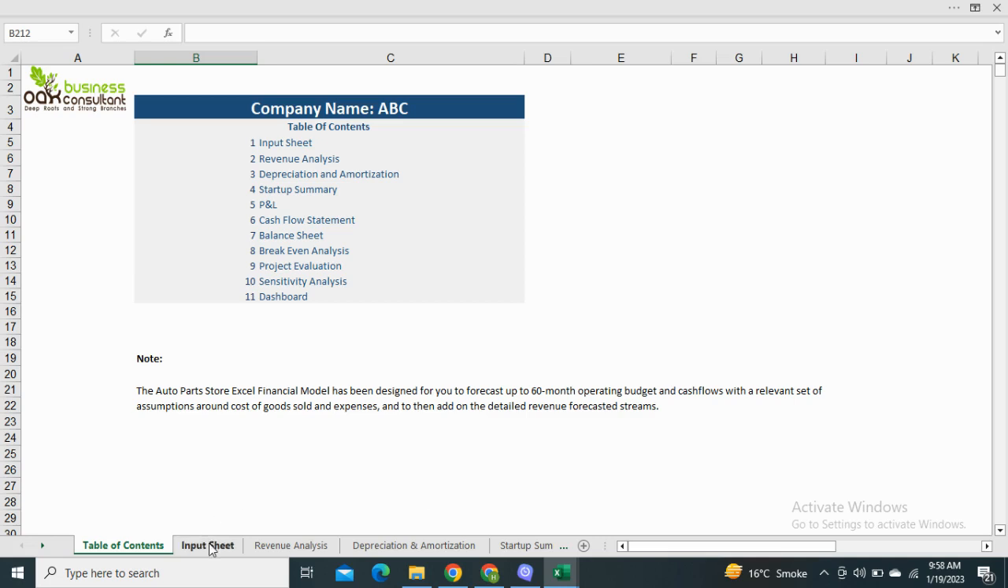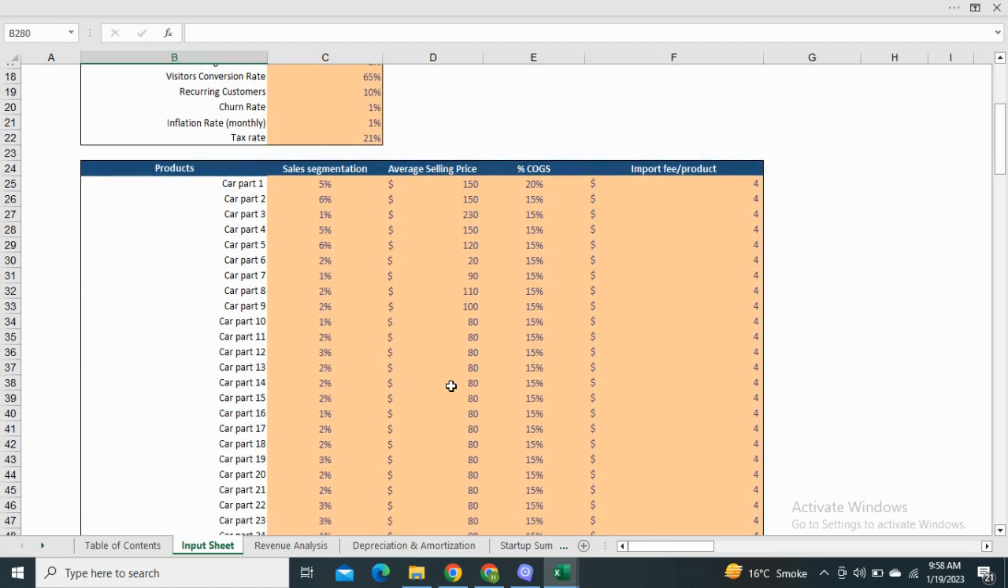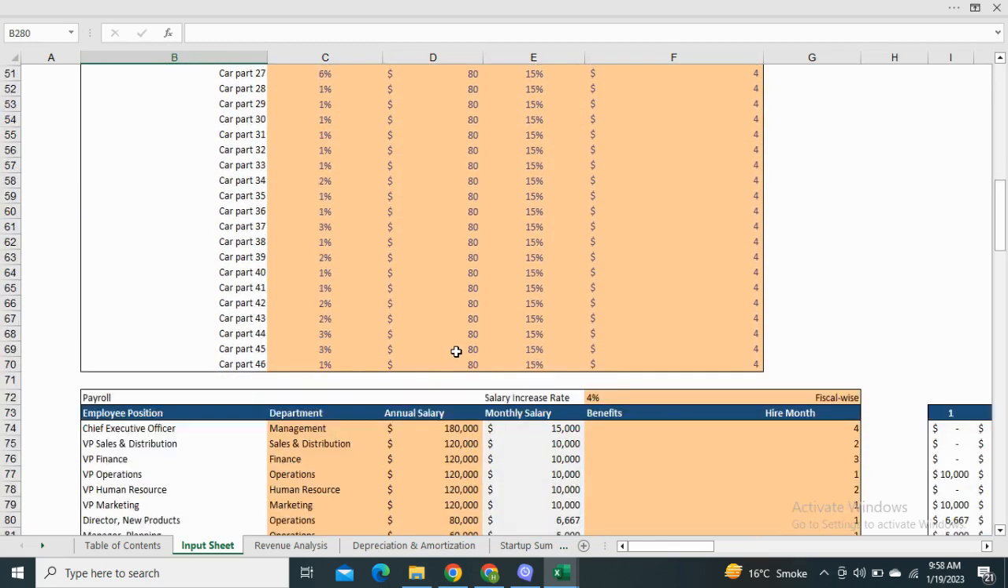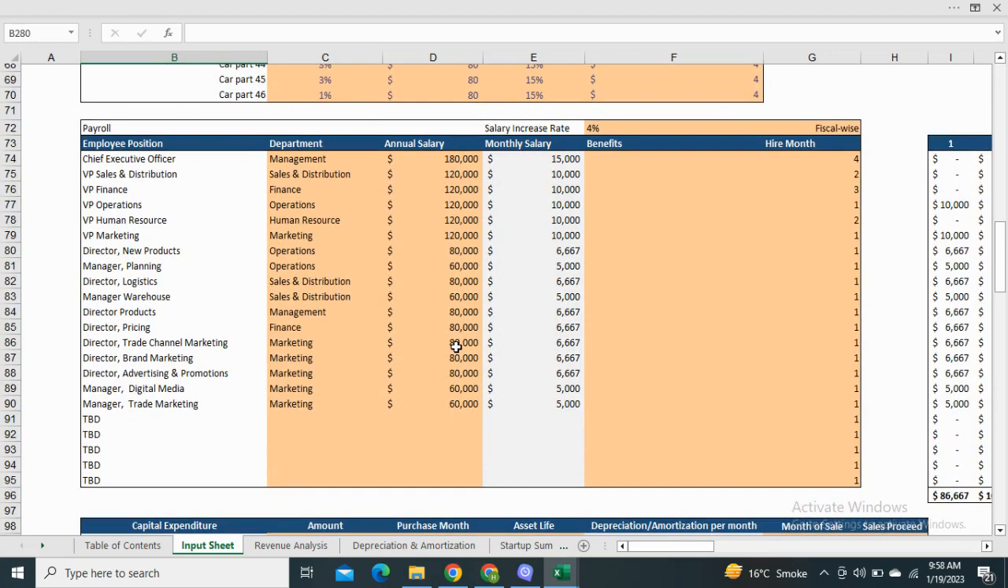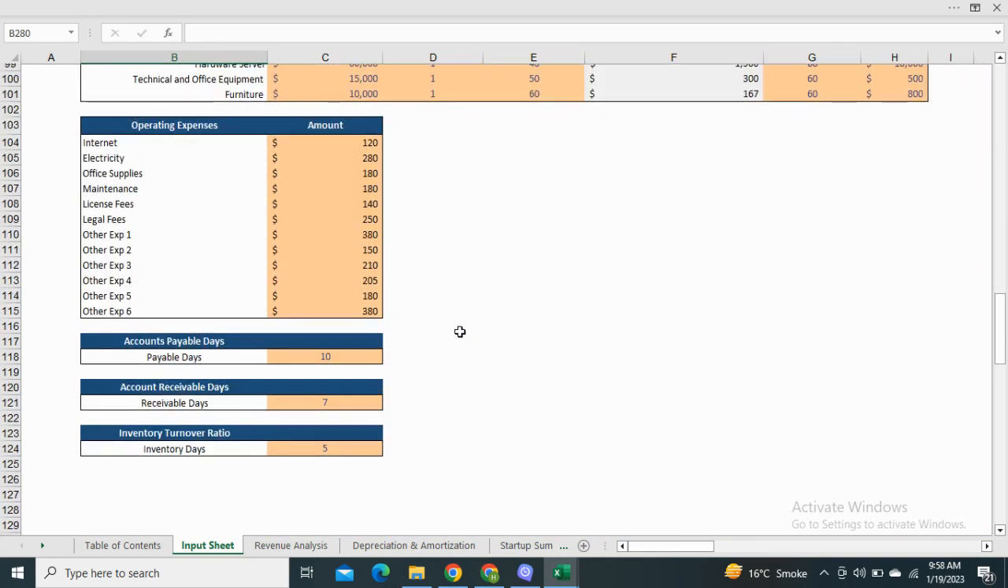Moving on to the input sheet, it includes the assumptions for the capital structure, the investment from the loans and the investors as well as the owner, the other assumptions for the growth rate of the customers and the products, which includes the auto parts. It also includes the payroll assumptions, capital structure, operating expenses, and assumptions for the account payable, receivable, and inventory turnover days.